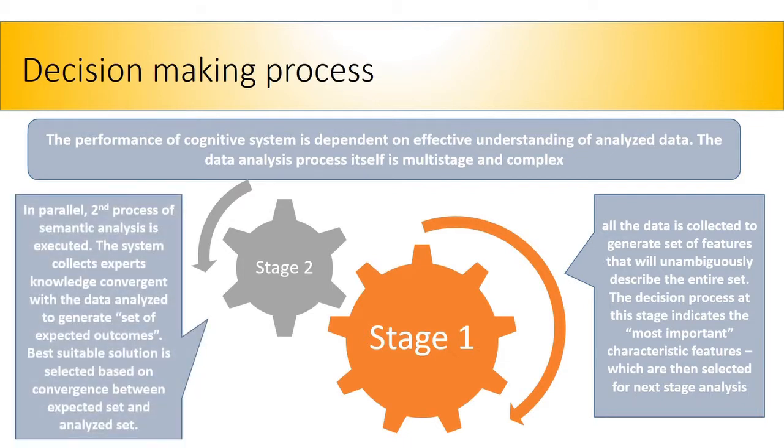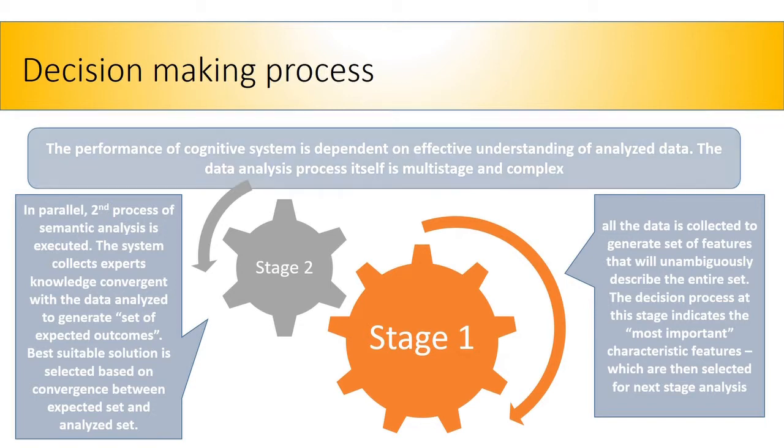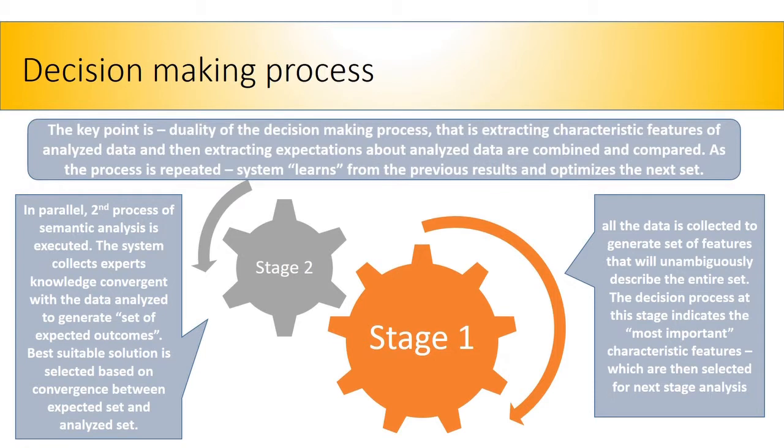In parallel, second process of semantic analysis is executed. The system collects experts' knowledge data convergent with the data analyzed to generate a set of expected outcomes. Best suitable solution is selected based on the convergence between the expected set and the analyzed set. The key is the duality of the decision-making process, that is, extracting the characteristic features of analyzed data and then extracting the expectations about the analyzed data, and then the two are combined and compared. And as the process is repeated, the system learns from the previous results and optimizes in the next set.